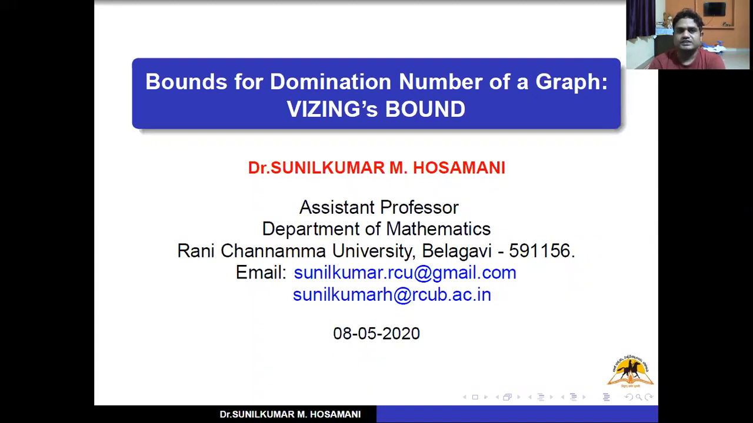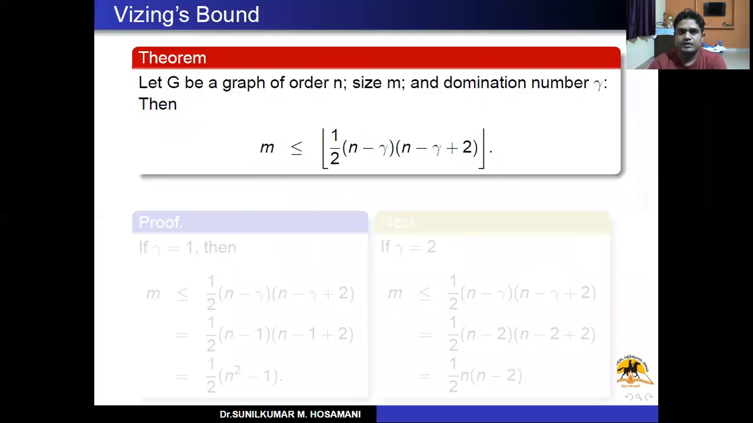So today we shall discuss bounds for the domination number of a graph, in particular, Vizing's bound. Look at the statement of this theorem. Let G be a graph of order n, size m, and domination number equal to gamma. Then the number of edges in that graph is always less than or equal to 1/2 (n minus gamma)(n minus gamma plus 2).